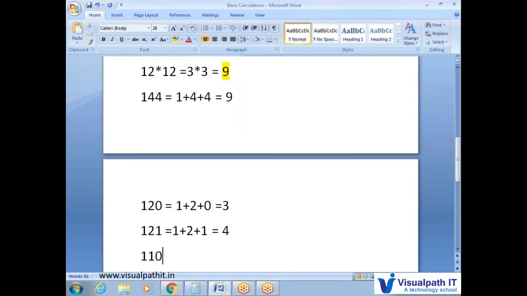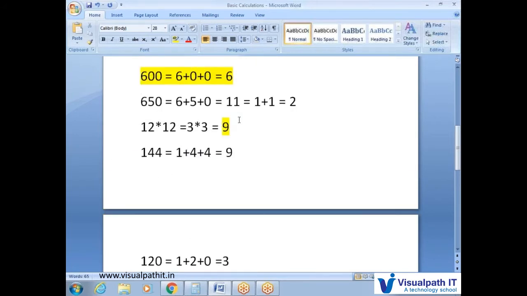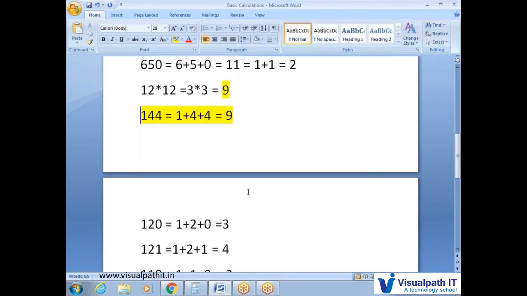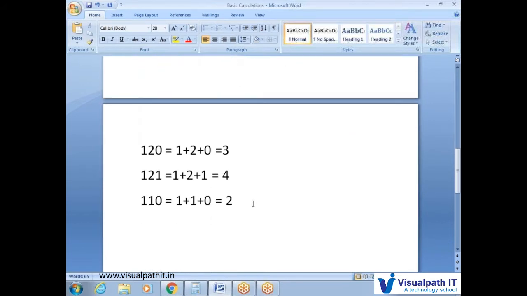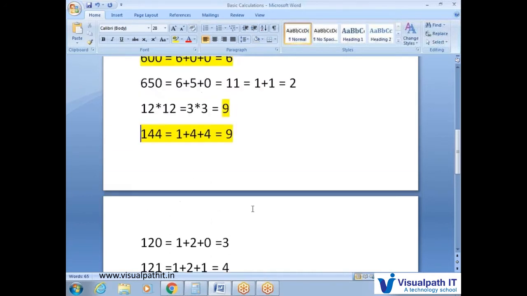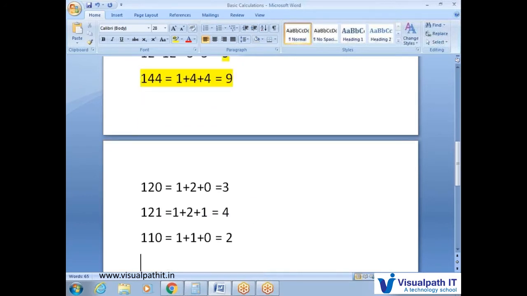And one more option, 110. That is the same: 1 plus 1 plus 0. 1 plus 1, 2. 2 plus 0, again 2. Is 2 equal to 9 or not? 2 is not equal to 9. So what is the answer? LHS is equal to RHS, which means option A is the correct answer. Option B is not satisfied, option C is not satisfied, and option D is also not satisfied. Clear?